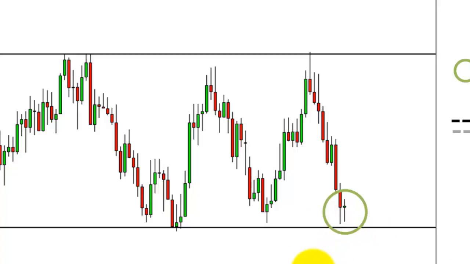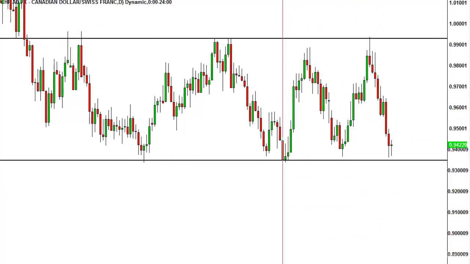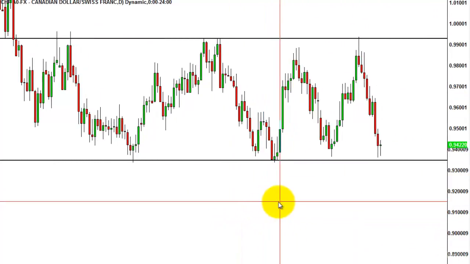And depending on whether you want a high probability low reward trade by taking it to the middle versus if you wanted a slightly lower probability trade with a higher reward and taking it to the top, it's entirely up to you. So let's take a look to see how we did if we were to trade such a move.